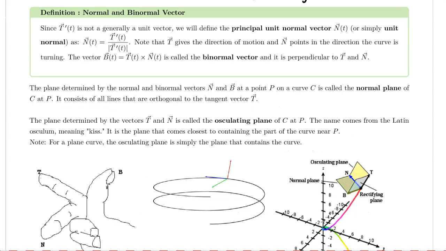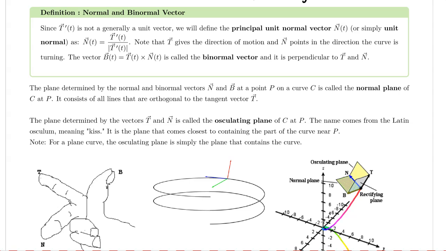Since T prime is not generally a unit vector, we will define the principal unit normal vector capital N of t, or simply the unit normal, as capital N of t is equal to capital T prime over the magnitude of capital T prime. Note that capital T gives the direction of motion, and capital N points in the direction the curve is turning. The vector capital B of t is equal to capital T cross capital N. This is called the binormal vector and is perpendicular to both capital T and capital N, or the unit tangent and the unit normal vectors.